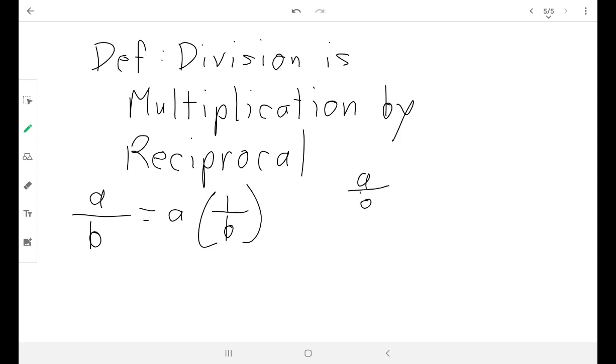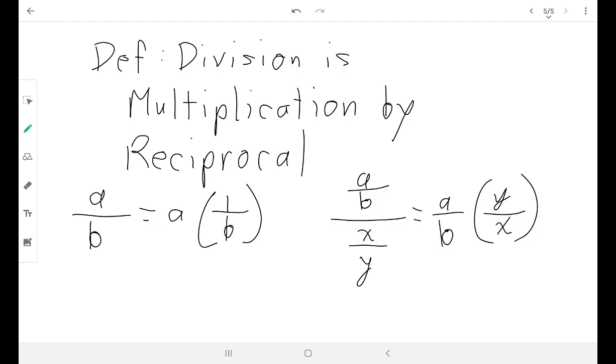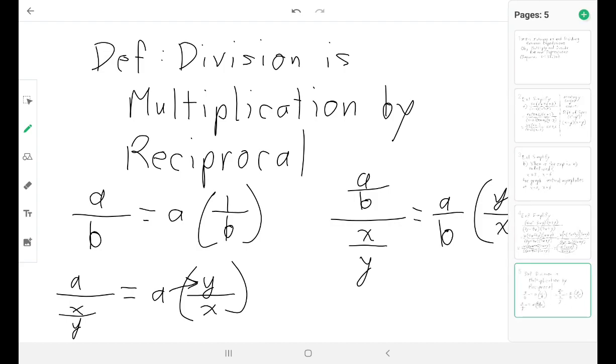or if I have an a over b divided by an x over y, that's the same as a over b times the reciprocal of x over y, which is y over x. Or if you have an a over x over y, that's the same as a times y over x. And remember, the multiplication only happens at the top in that case. Okay, so that is division being turned into multiplication by reciprocal, and that's going to show up in our next example here.